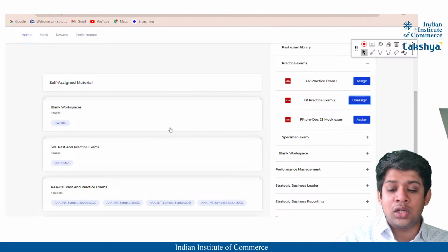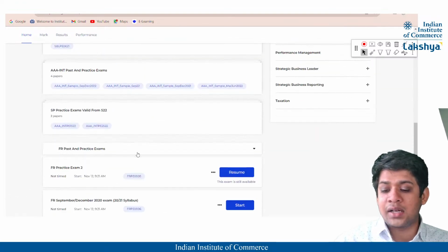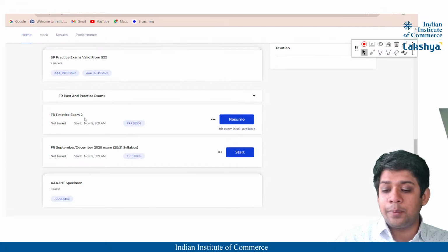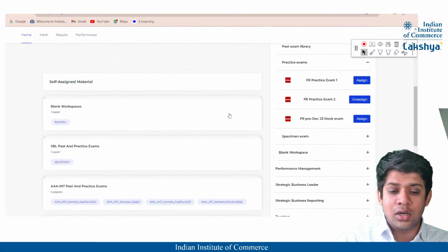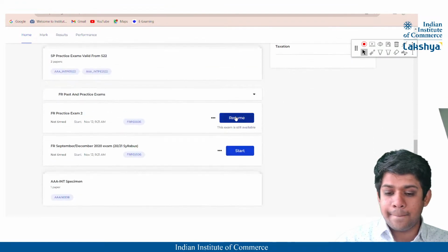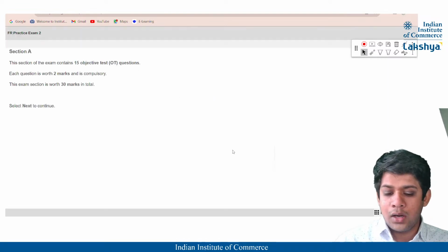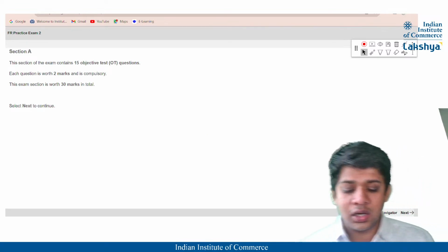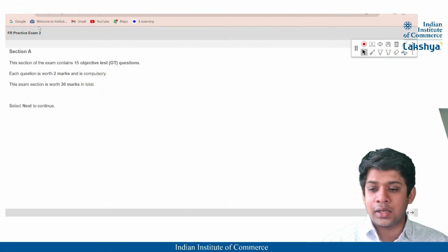So once you click on assign, on the left hand side, you will scroll down and you will see FR past and practice exams. You can see here FR practice exam 2. Now here I think it has already started, so I just have an option to resume it. Okay. I don't know if I'll get to start it again. Okay. So I just have an option to resume it. Before heading on to this, I think I'll just show you through another paper. Just give me 1 second, guys.